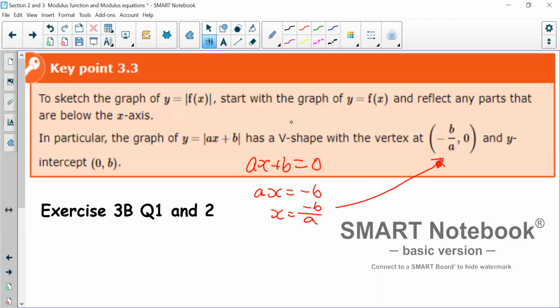So you need to quickly copy this down, and also you can copy down where the graph cuts the y-axis as well. So after you've done that, I'd like you to complete exercise 3b, questions 1 and 2, please. Those questions will be in that pack of worksheets I gave you yesterday. So please find it, and the answers are printed at the back of your sheets.